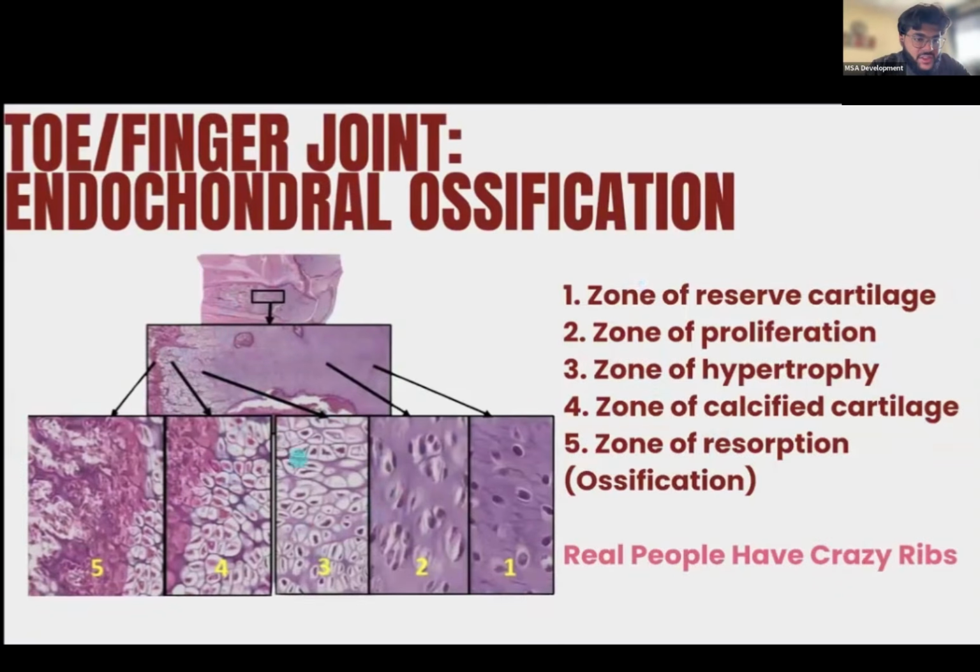So on this slide you can see endochondral ossification. This is taken from your toe or finger joint. Endochondral basically means within the cartilage. So in this type of ossification, the bone is typically formed by replacing your cartilage. You have five main zones: the zone of reserve cartilage, the zone of proliferation, the zone of hypertrophy, the zone of calcified cartilage, and the zone of resorption, which is your zone of ossification. You could think of it like that. I put a simple mnemonic over here in case you want something to remember.